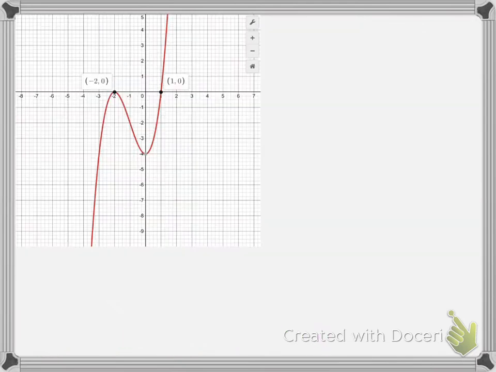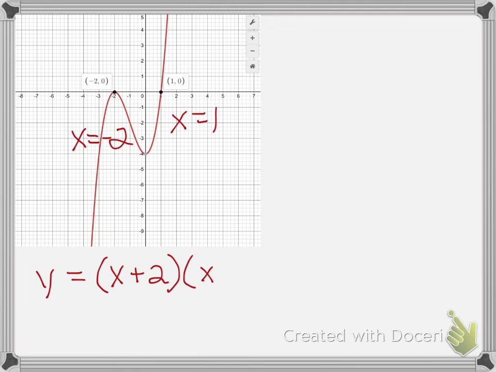All right, let's look at another example. First thing we're going to do is identify what our roots are. All right, my roots are x equals -2 and x equals 1. Then I'll write it out in factored form. And remember, always write the opposite, so it'll be x plus 2 and x minus 1.